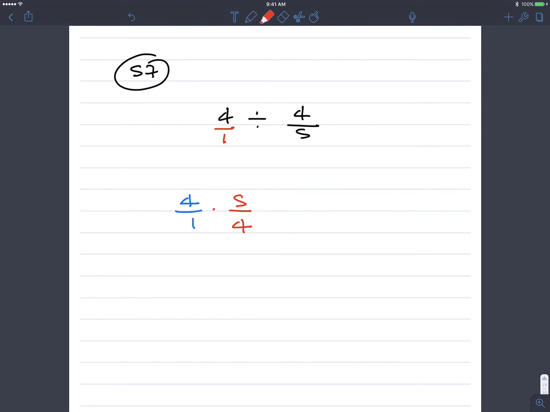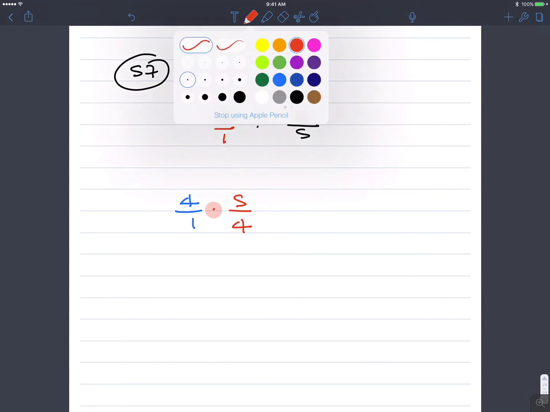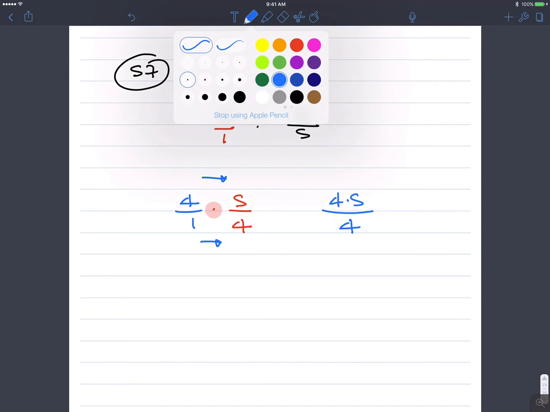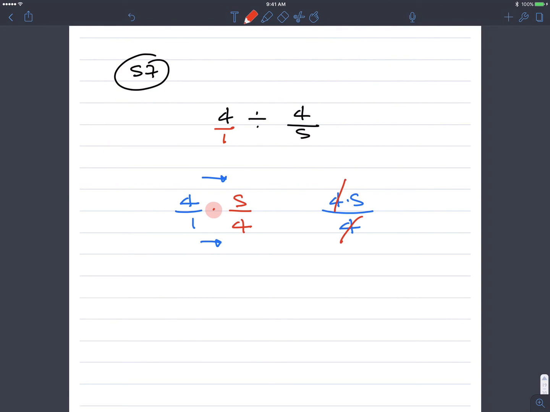And now we multiply. You multiply fractions horizontally across. And so this is going to give us 4 times 5 over 4. Now if you notice that the 4's cancel, you don't have to break them down. 5 is alone on top, and you say that's 5 over 1. Or we simply say that the answer is 5, because 5 divided by 1 is 5.